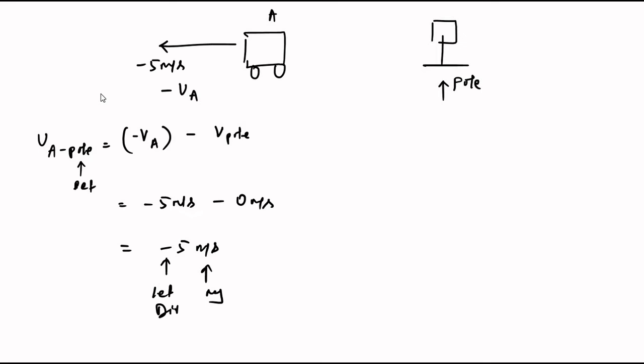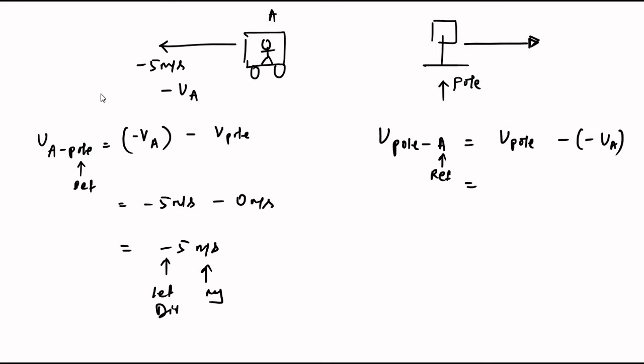Velocity of A with respect to the pole. Now velocity of the pole with respect to A. In this case it will be V pole minus VA. So in this situation, we are considering A as the reference. To someone who is sitting inside the car and assuming it is still, it will appear as if the pole is moving away.